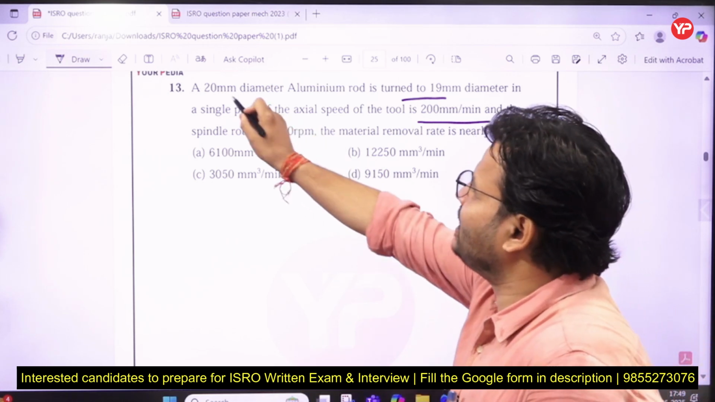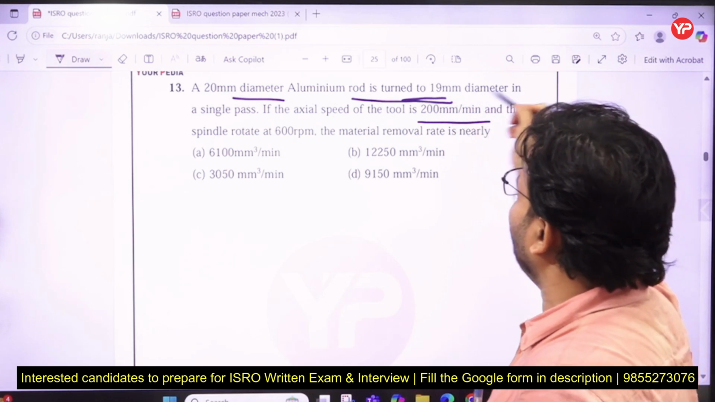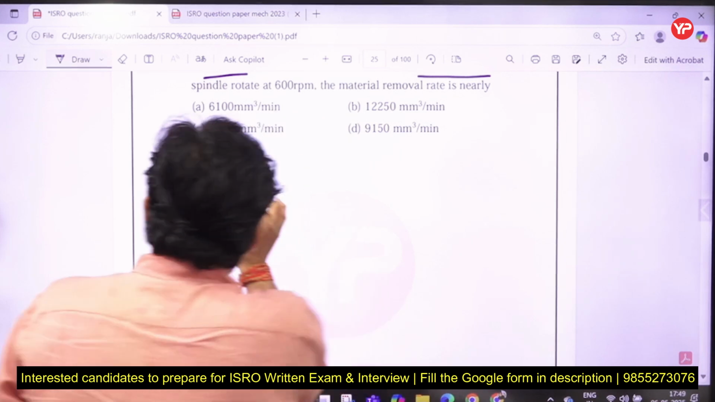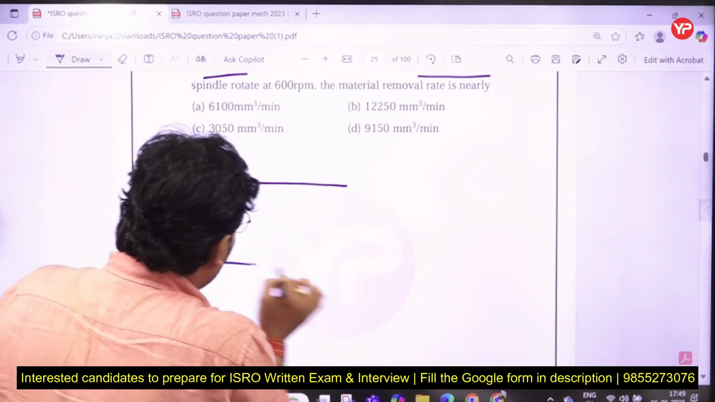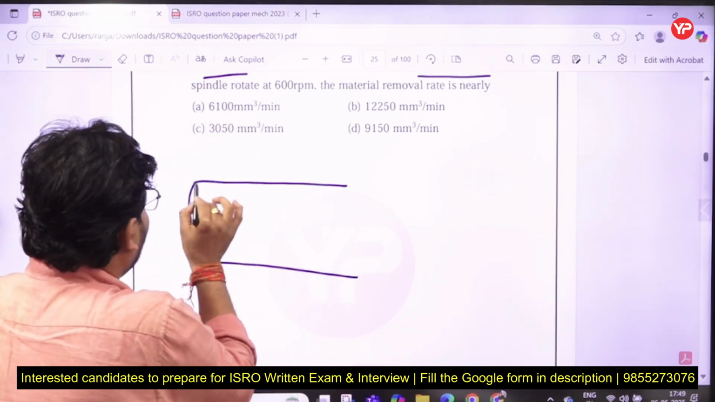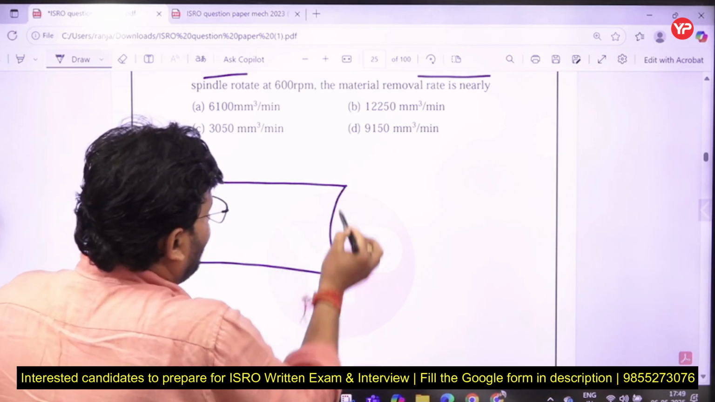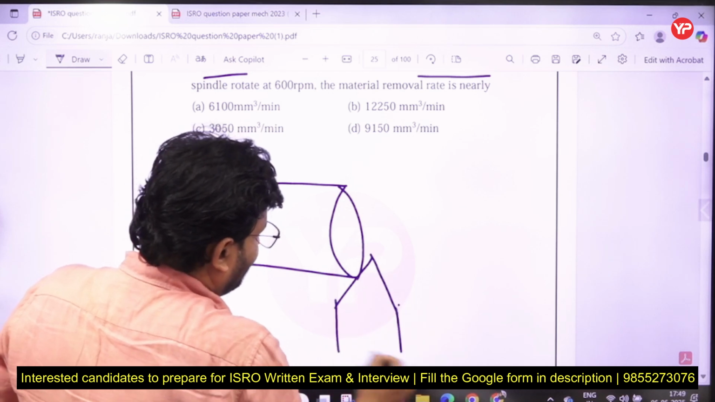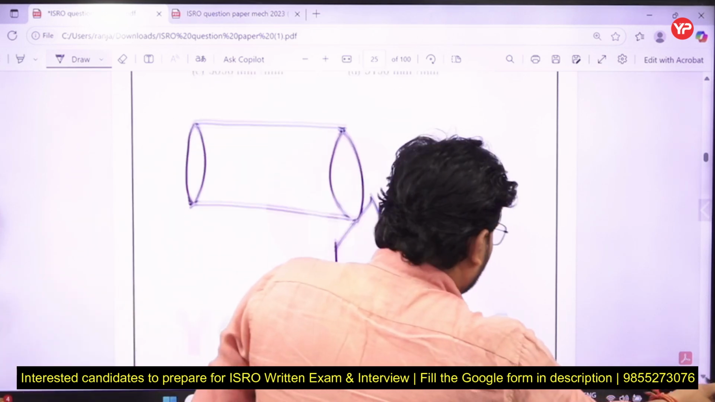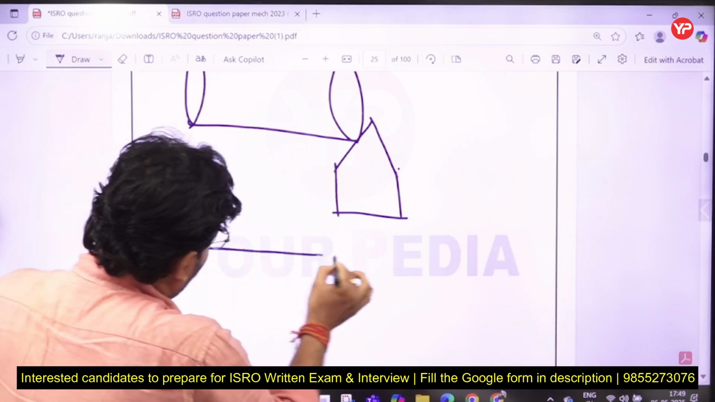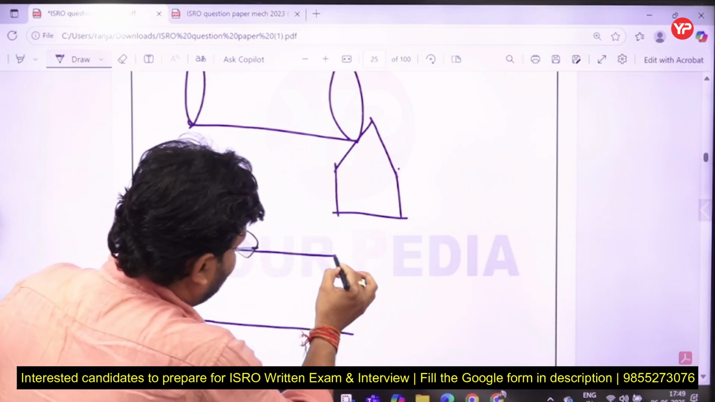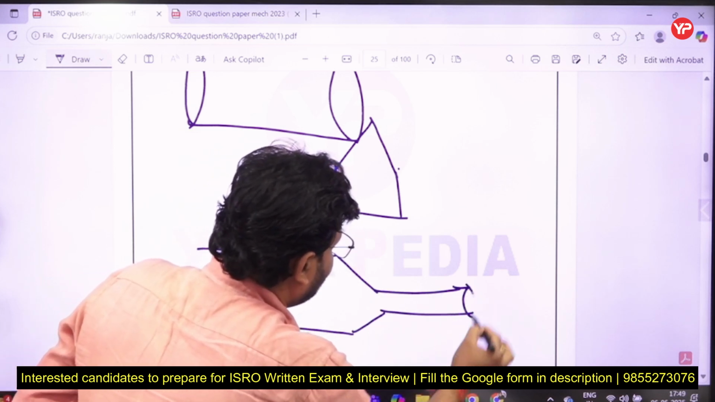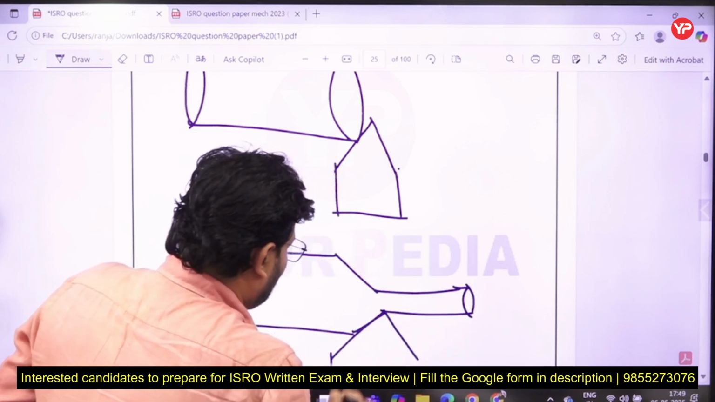A 20 mm diameter aluminum rod is turned to 19 mm diameter in a single pass. Suppose initially that is your aluminum rod and the diameter given is 20 mm, and you are going to use a turning tool. After turning, the rod is reduced in diameter, and that is your tool.